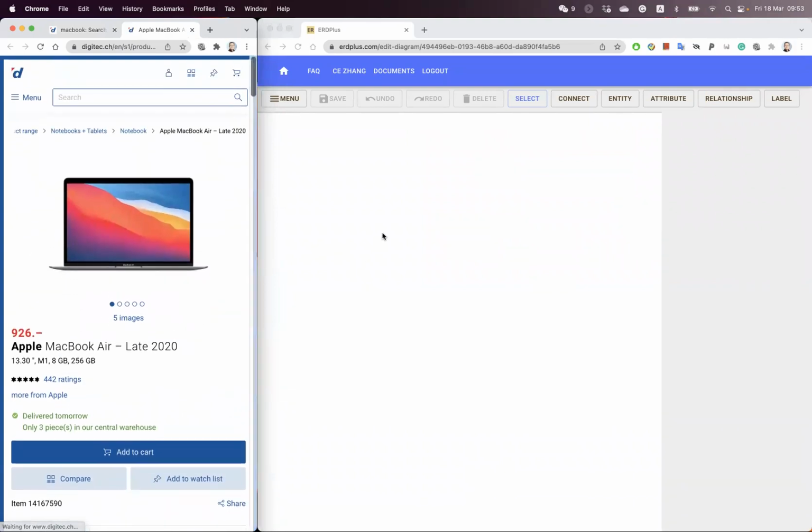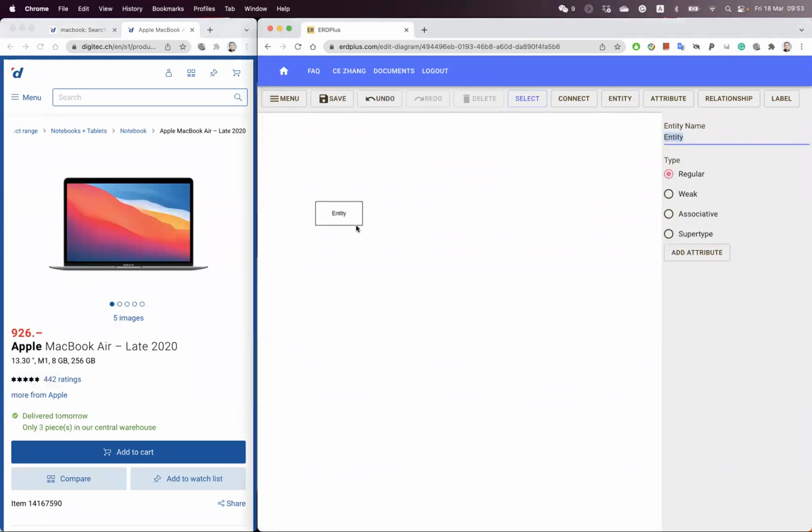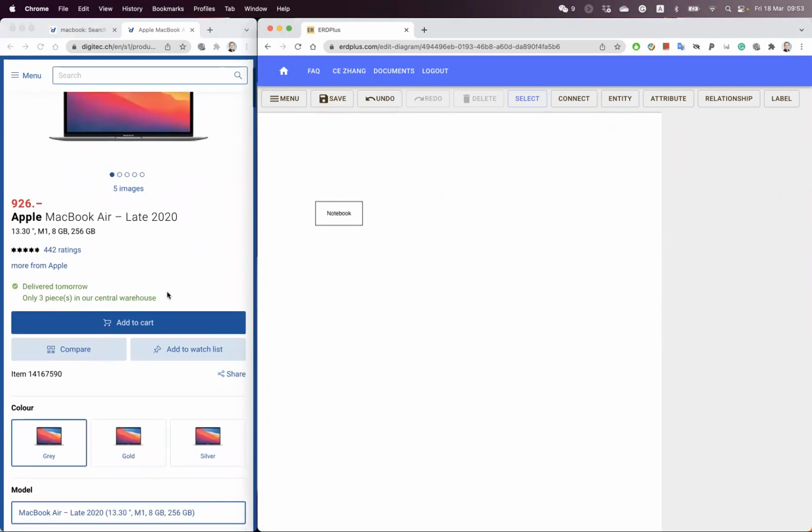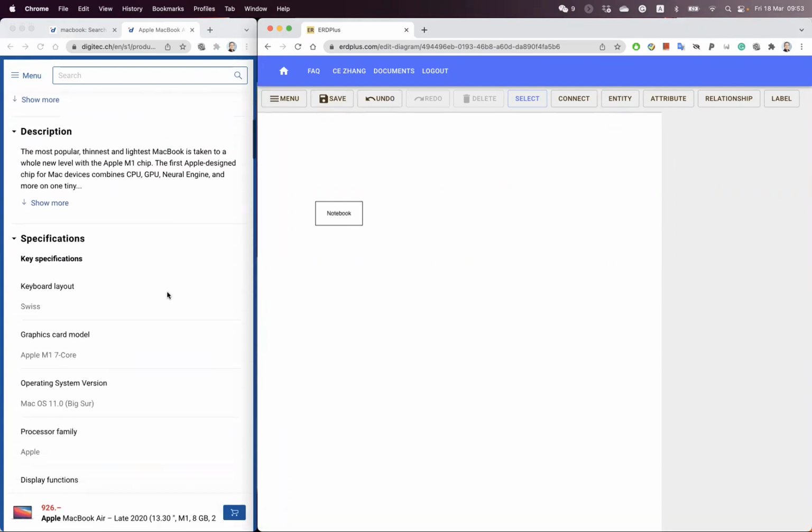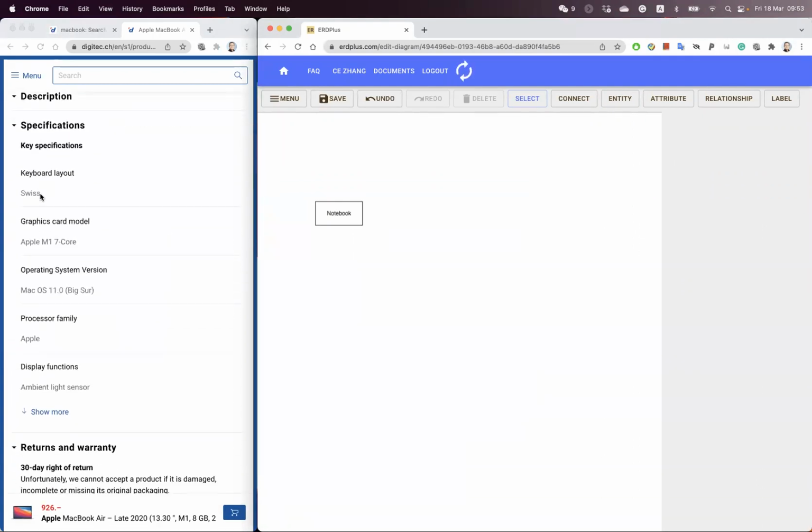One thing I could say is, let's have one entity set corresponding to all the possible notebooks. In many of these tools, you can click and introduce one entity. This entity set is a whole bunch of notebooks, and then you can have different attributes associated with it. For example, one attribute could be the keyboard layout. In this tool, you can say I also have some attributes, and this attribute is my keyboard layout.